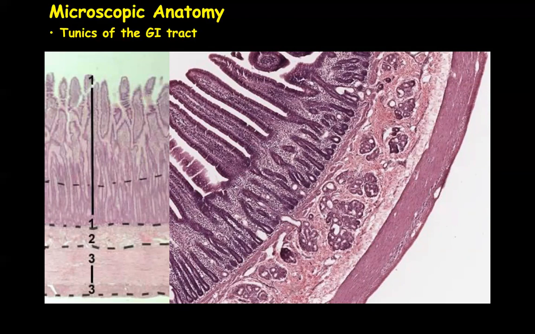So in this slide, number 1 indicates the mucosa. Number 2 indicates the submucosa, and number 3 indicates the muscularis externa. The serosa or the adventitia won't always be clearly visible. Over here, this big region is the mucosa, and deep to it, the submucosa, and then the muscularis externa, and the serosa or adventitia would be that outermost layer.